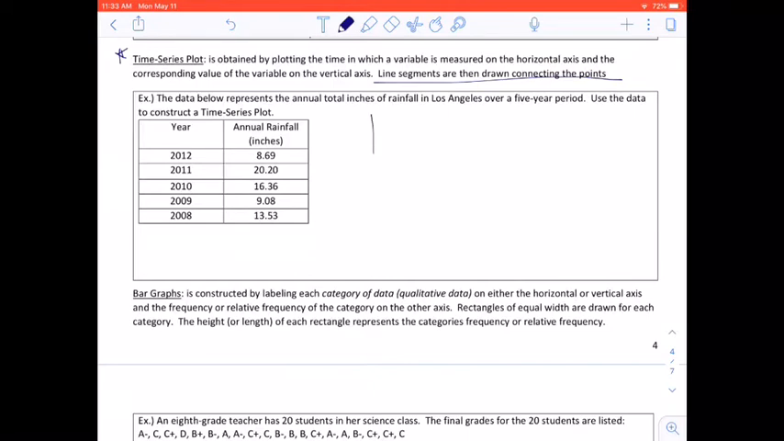So in order to do this, we're going to have a vertical axis and a horizontal axis. On the vertical, we are going to have your annual rainfall. The smallest value that we have is at about 9, and the largest one we have is just a tad over 20. So I'm going to count by 5s. And labeling this is annual rainfall. On the horizontal, we are going to go ahead and put the time. Those are years. So these are years.